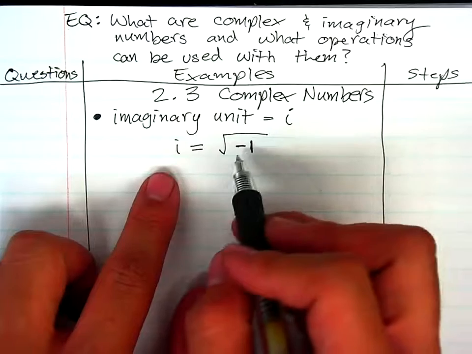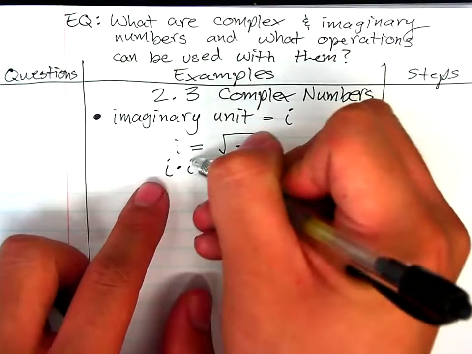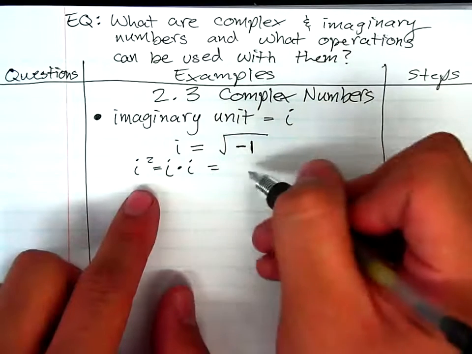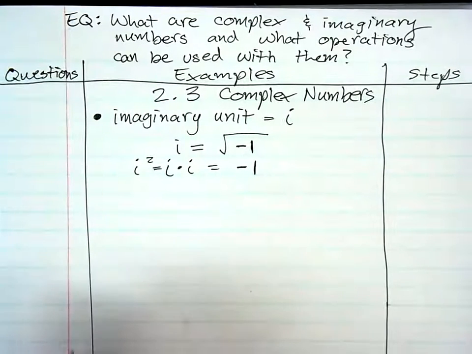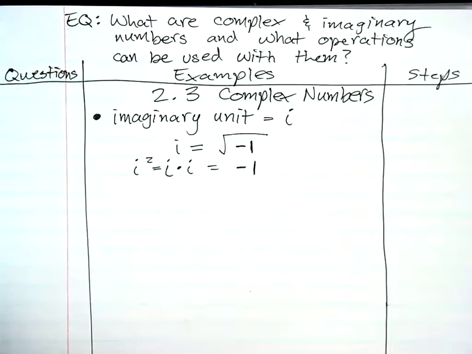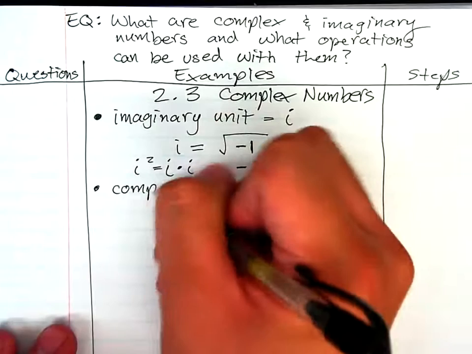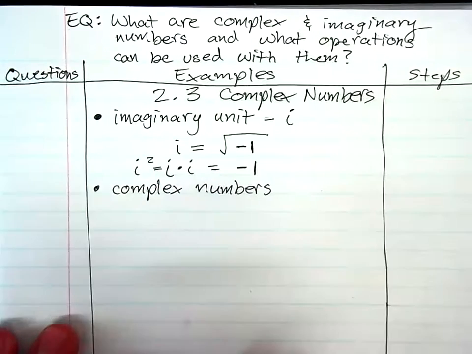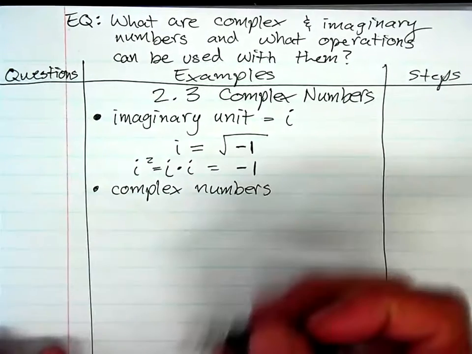So because i is equal to square root of -1, i squared, or i times i, actually is equal to -1. Okay? So we're going to be working with all of this information in order to add, subtract, and multiply these type of numbers. These numbers are actually going to be referred to as complex numbers. And complex numbers are basically a combination of the regular constants that you guys are used to and imaginary numbers.